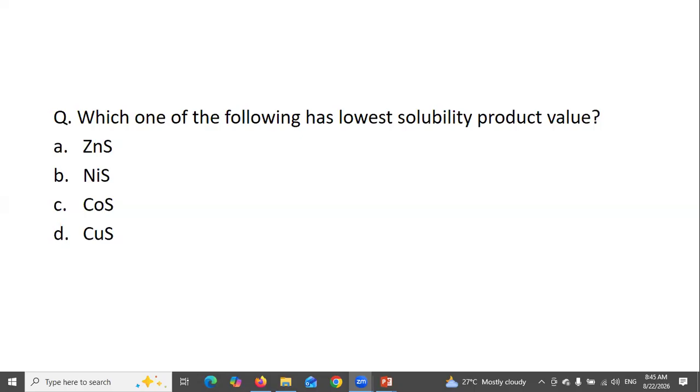Which one of the following has the lowest solubility product value? Zinc sulfide, nickel sulfide, cobalt sulfide, copper sulfide.